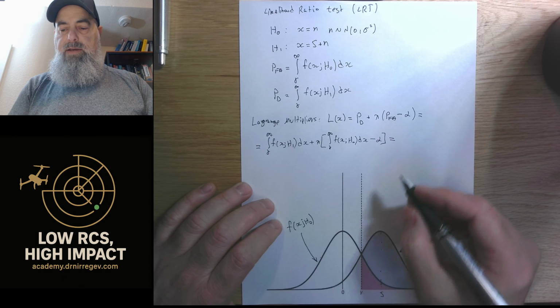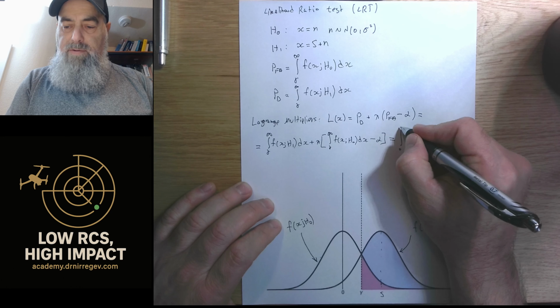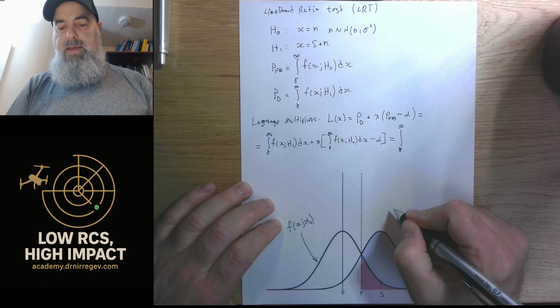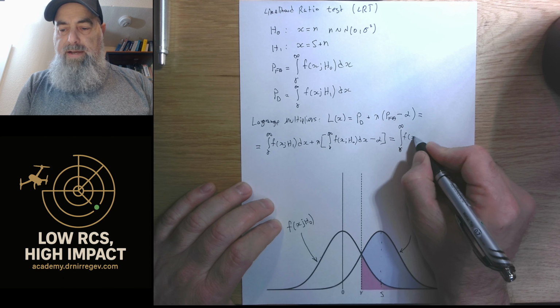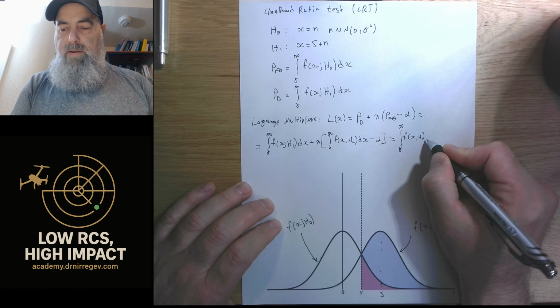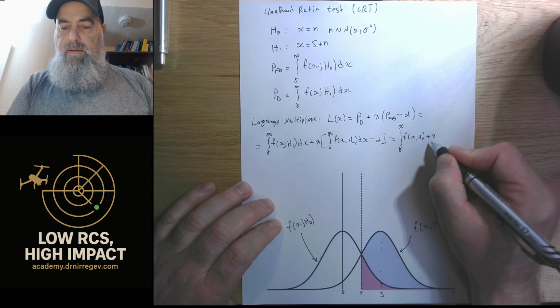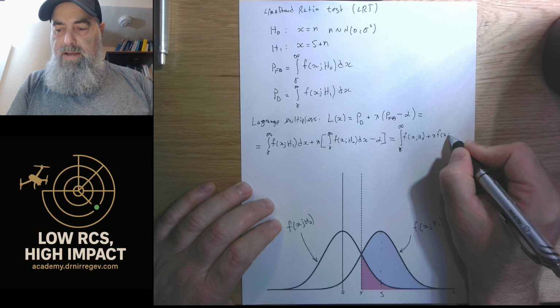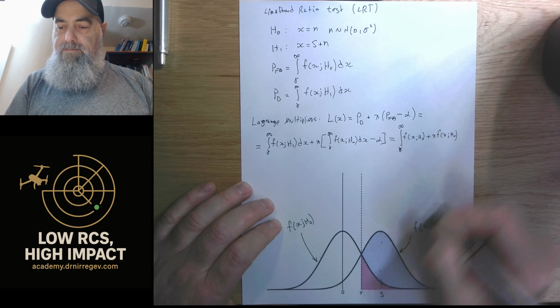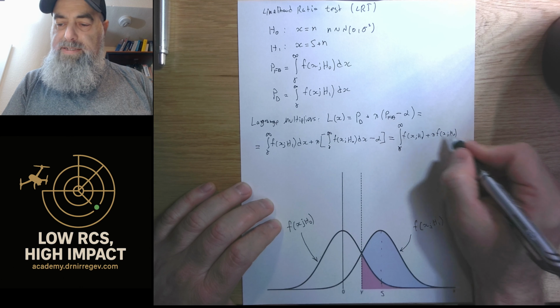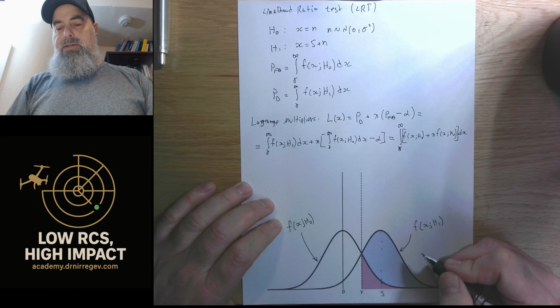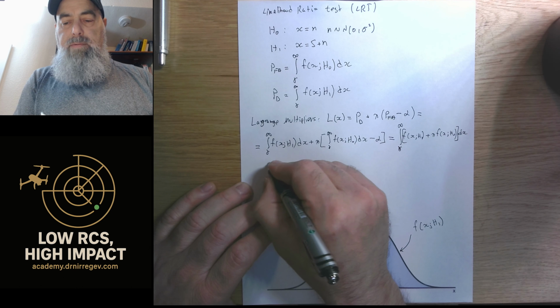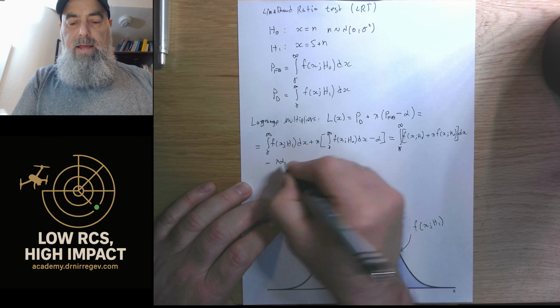Let's write down what it gives us. Let's take the integral from gamma to infinity out, and inside we will have f of x under H1 plus lambda f of x under H0, all of this with respect to x, and we will also have a constant term here, minus lambda alpha.